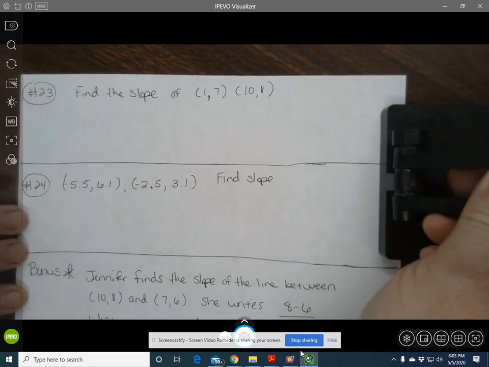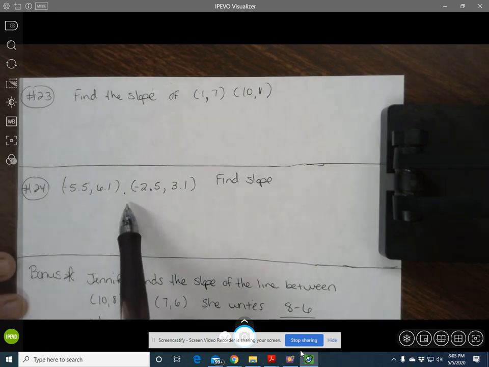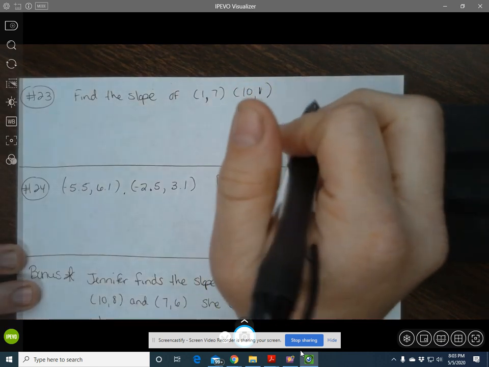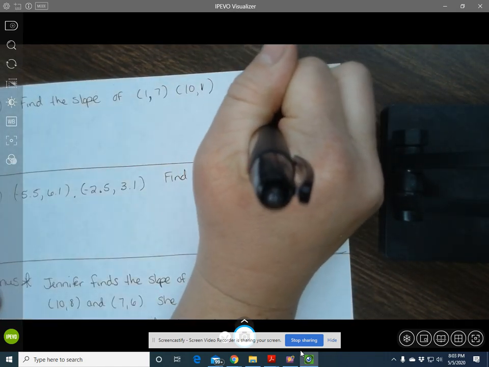Okay, 23 and 24 are about finding the slope. And remember, you could always graph these and then get the slope of the line if you're better at doing it that way, except for if you look at 24, well, those are decimals, and that's kind of hard to do on a graph. So you do want to remember the formula, which is y minus y1 over x minus x1.